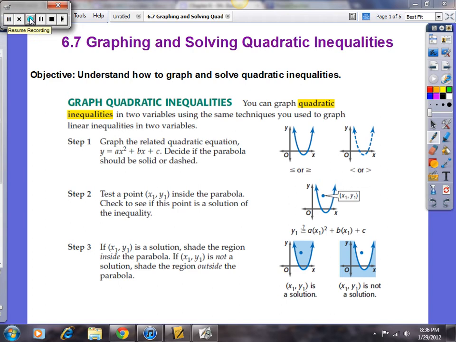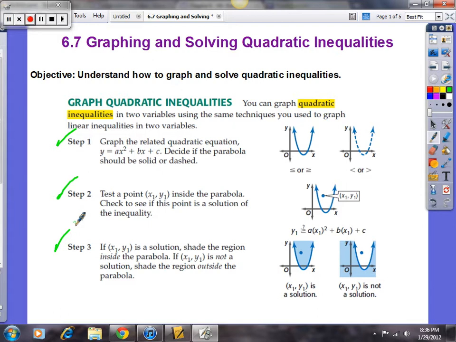Graphing and solving quadratic inequalities. It's really similar to graphing and solving linear inequalities, so this is pretty fun. You just go through, follow these 3 steps, and you're in good shape. So the goal is to understand how to graph and solve a quadratic inequality.